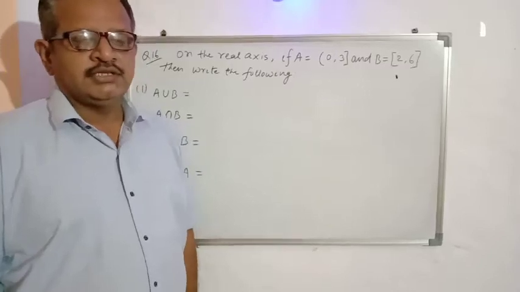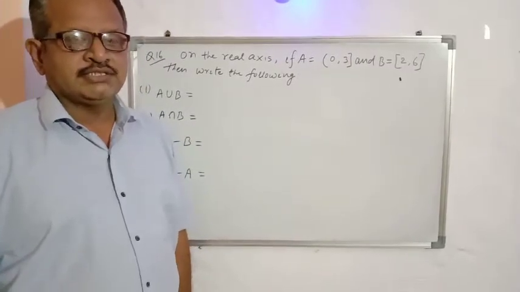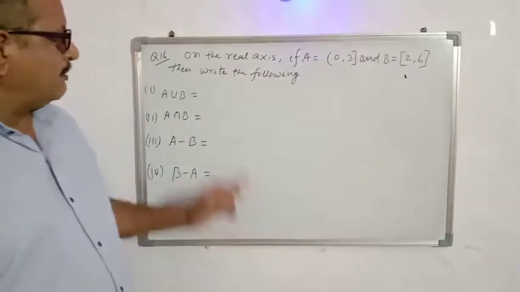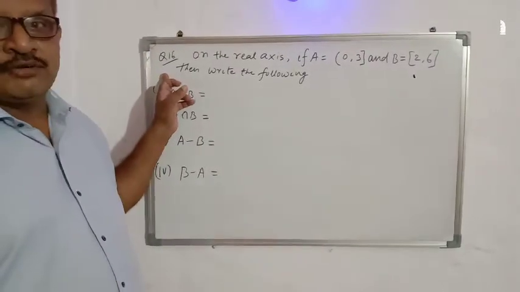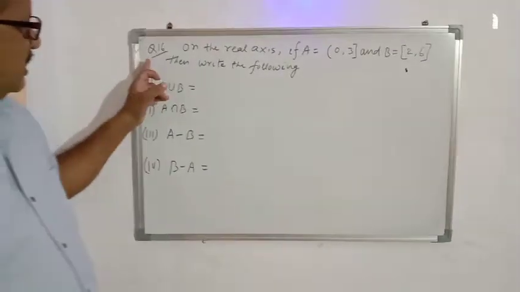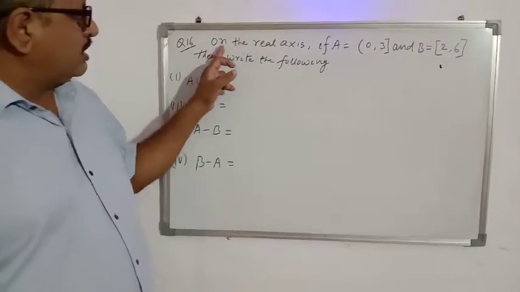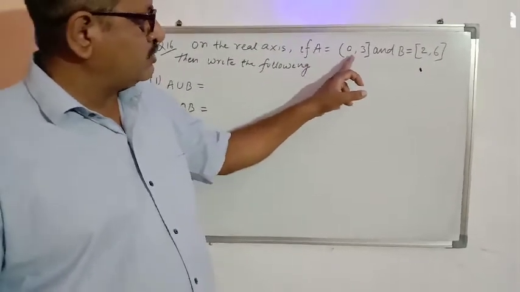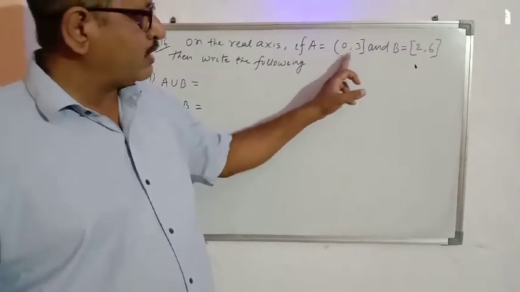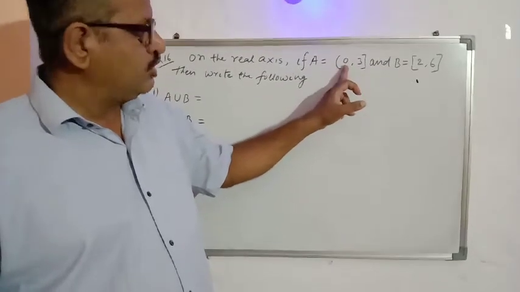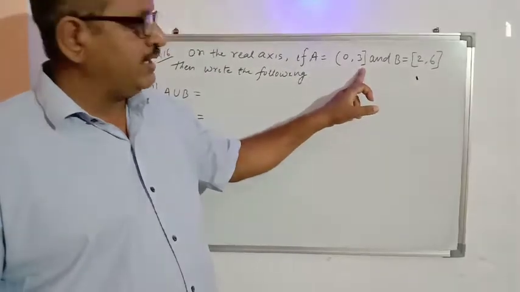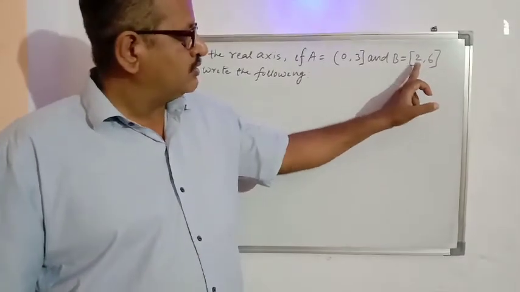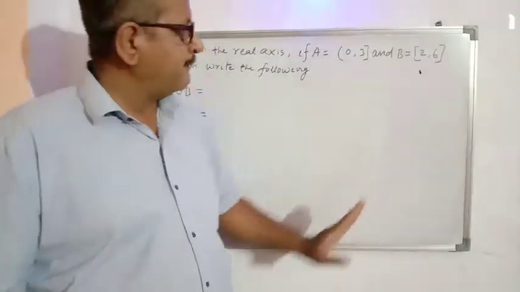Dear students, in this video we will discuss some problems of exercise 1.3. I have taken question number 16 from exercise 1.3. In this question, on the real axis, set A is equal to the open-closed interval (0, 3]. 0 is not included but 3 is included here. And B is equal to the closed interval [2, 6], so both 2 and 6 are included here.